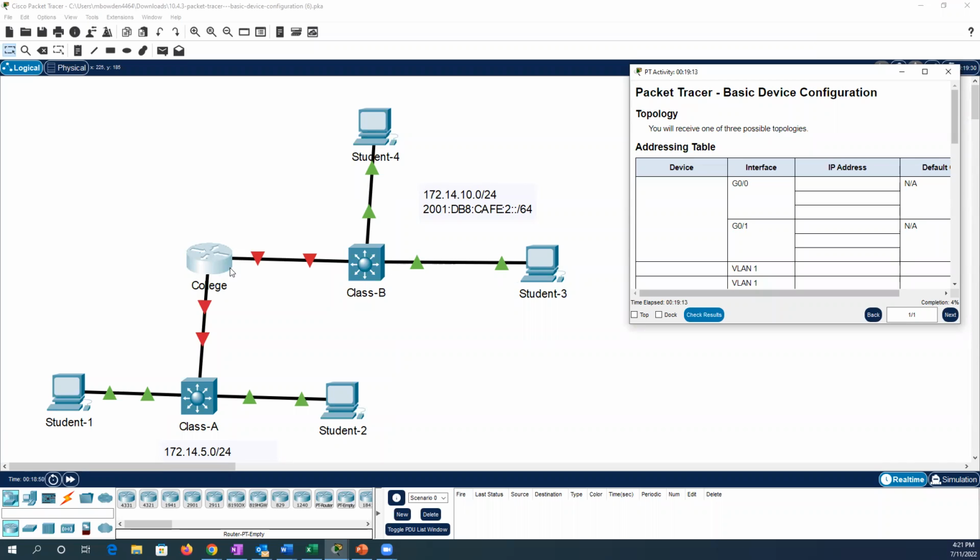Now, if I've got two routers together, router A to router B, is router A's default gateway the IP address of the interface it's connected to on router B? So A is talking to B.